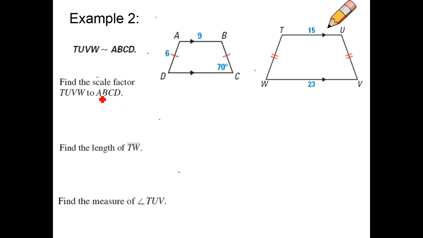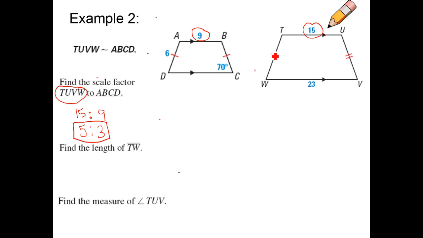How do they compare? So to find the scale factor, I need to choose a side from this figure because it's listed first. I think I'll do 15 here, and then I will choose a side that corresponds to it over here, the 9. Now 15 to 9, I wouldn't leave that like that. I'd reduce, divide them both by 3. The scale factor is 5 to 3. Okay, that means the larger one compared to the smaller one, as it asked us to do, is 5 to 3.